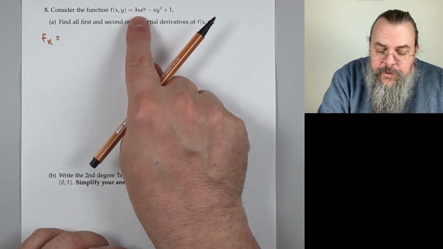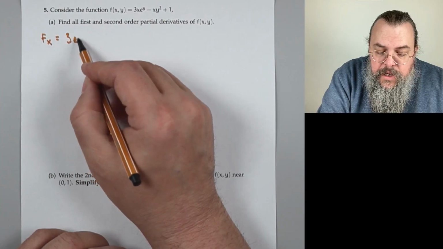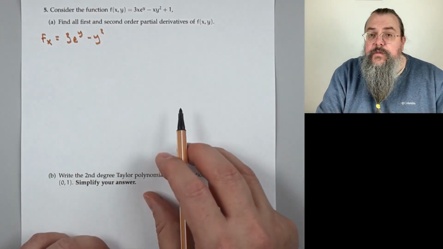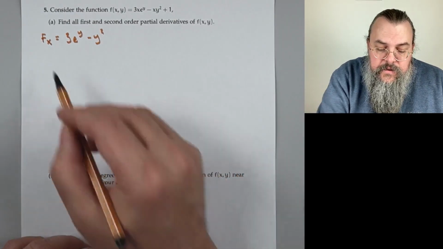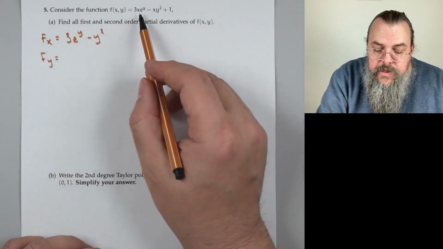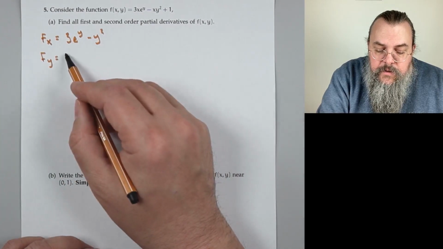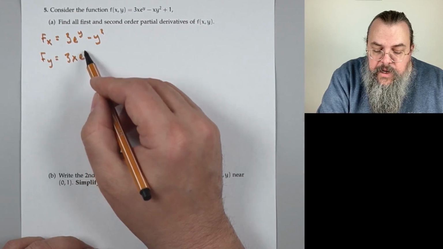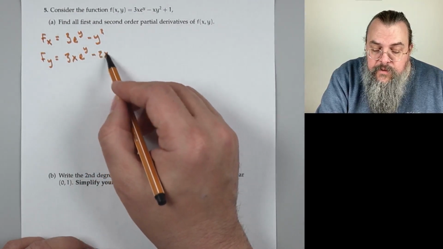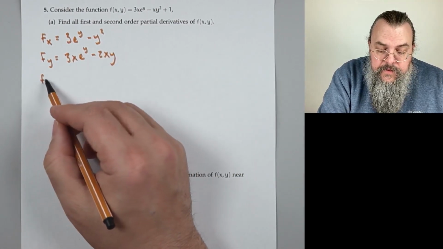And so that says take the derivative with respect to x, and we would have 3e^y minus y squared, and of course the plus 1, the derivative of that is 0. F sub y: well here, the x is a constant, the y is the variable, so it would be 3x e^y, since the derivative of e^y is e^y, and then minus 2xy, and the plus 1 again is 0.